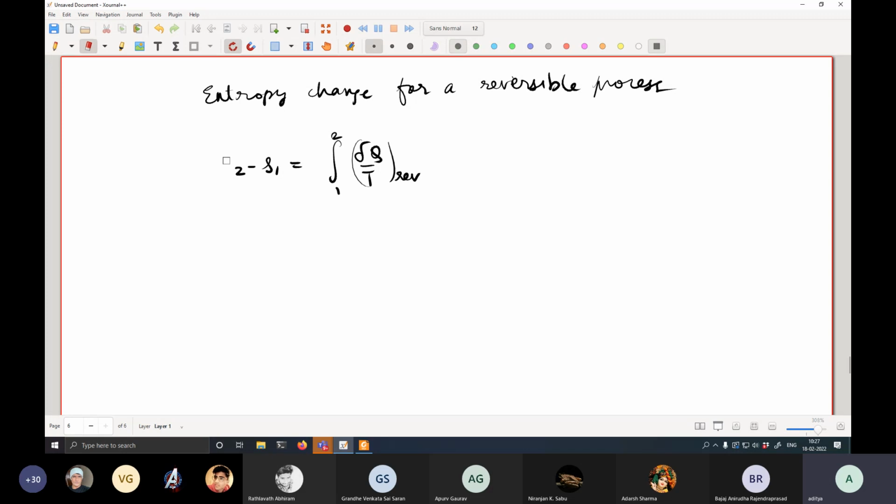Actually, this should not be small s, because I am writing capital Q over here. This should be capital S. Capital S is the total entropy, and small s, which is capital S over small m, is the specific entropy.